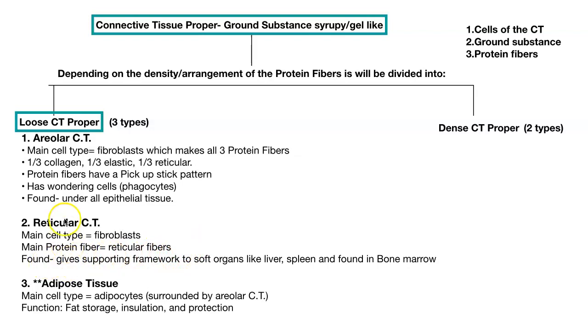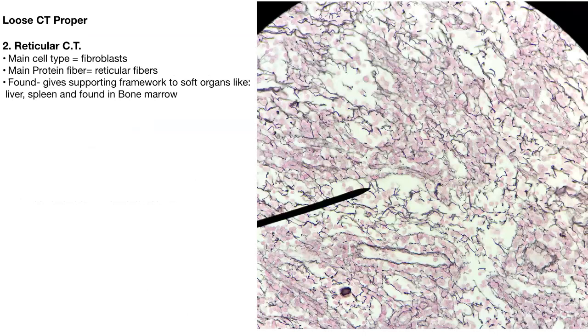Where is it going to be found? Where do we find reticular connective tissue? It gives a supporting framework to soft organs, soft, mushy organs like the liver and spleen. And it's also giving support to the bone marrow. So let's have a look at reticular connective tissue. Now, reticular protein fibers, you have to have a special stain. So this has that special stain, and this slide is actually from the spleen.